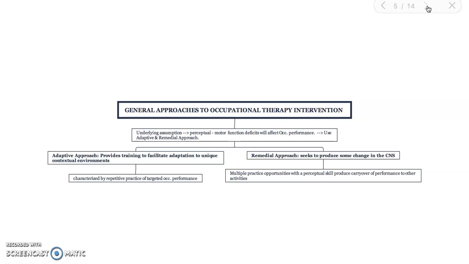General approaches to occupational therapy intervention. There are going to be two approaches, mainly the adaptive approach, which provides training to facilitate adaptation, as well as the remedial approach that seeks to produce changes in the CNS. And this one requires multiple practice opportunities so that the person can carry over the performance to other activities, whereas the former, which is the adaptive approach, is mostly focused on repetitive practice of occupational performance.